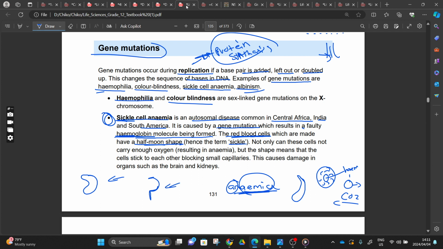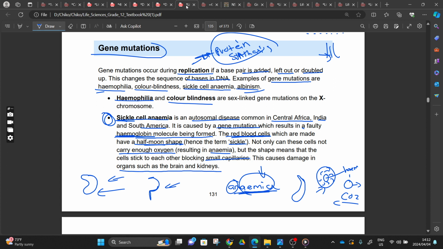But not only can these cells not carry enough oxygen, resulting in anemia. Anemia is a shortage of oxygen, right? Shortage of oxygen. Where are we short of this oxygen? Because our red blood cells cannot carry enough oxygen. Why? Because they are moon shaped. And then you say by the shape means that the cells stick to each other, blocking small capillaries. This causes damage in an organism such as the brain and kidney.